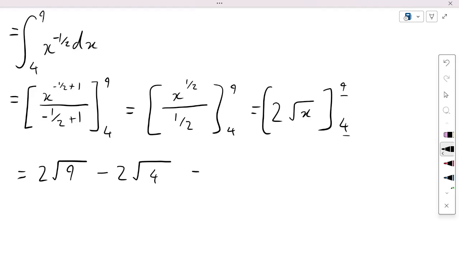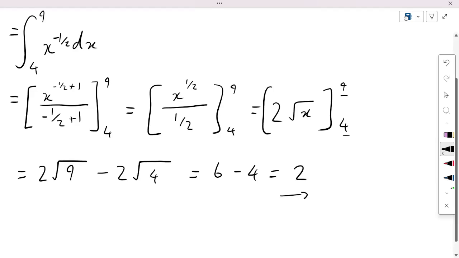And then this is just going to give us an answer of 2 multiplied by the square root of 9. Square root of 9 is 3. 2 times 3 is 6. And then this is minus 2 times the square root of 4. Square root of 4 is 2. 2 times 2 is equal to 4. So therefore this answer is going to be equal to 2. And that is the answer of this definite integral.